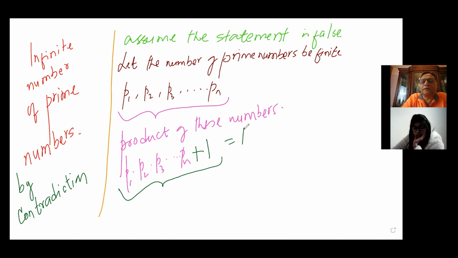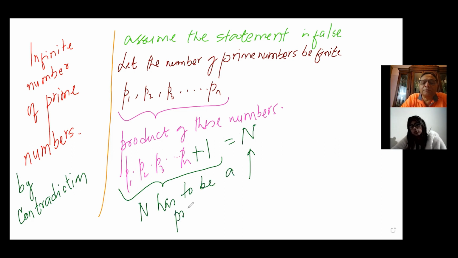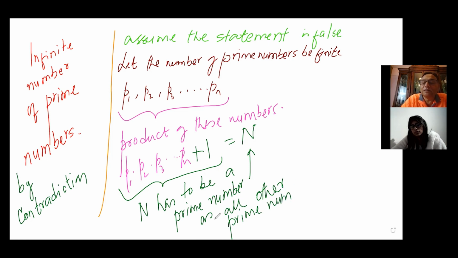Then I get a number, correct? Is this number prime? It has to be a prime number, n has to be a prime number, as none of the other prime numbers is its factor, right?